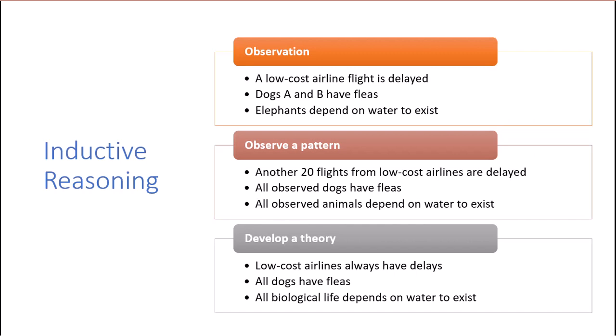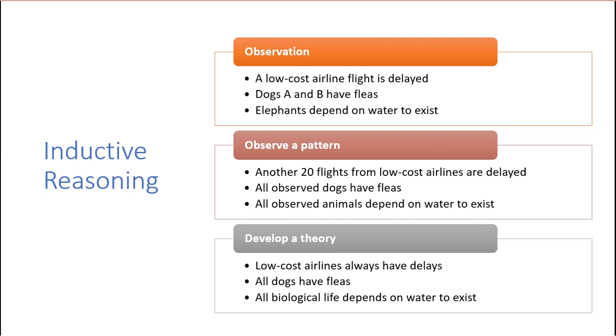So here are some examples of inductive reasoning. We start with our observation. Here's an example: a low-cost airline flight is delayed. We go look for a pattern. Another 20 flights from low-cost airlines are delayed. So we develop a theory that all low-cost airlines are going to have delays. May not be true, but based on the observations and data we collected, that makes sense. So we're essentially taking a sample and developing a theory based on that sample.